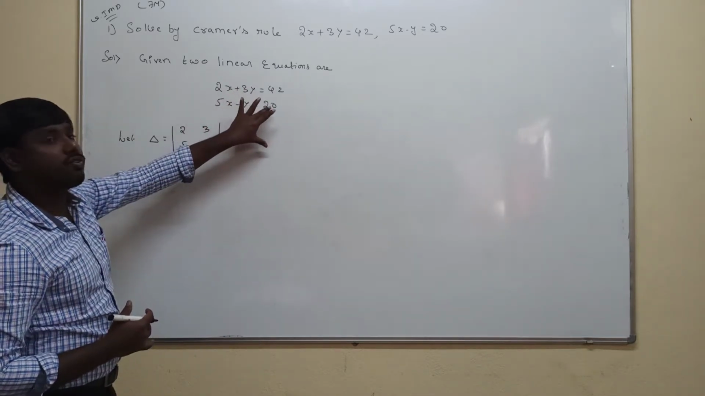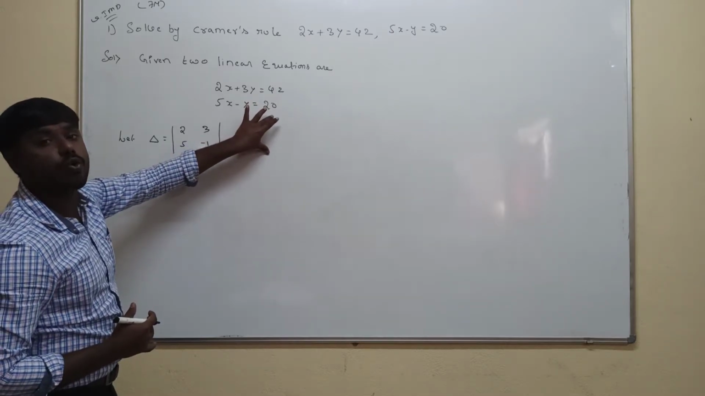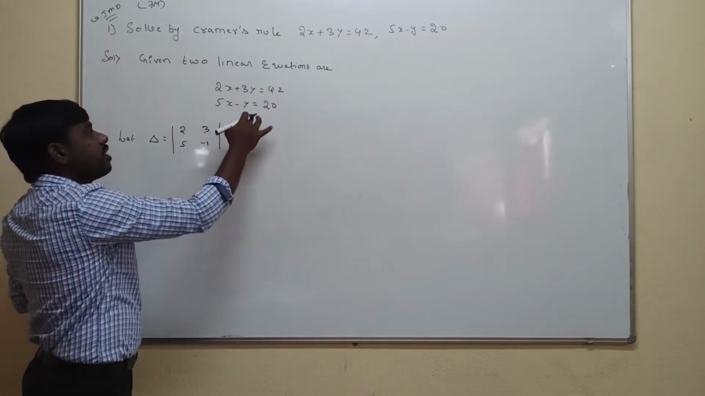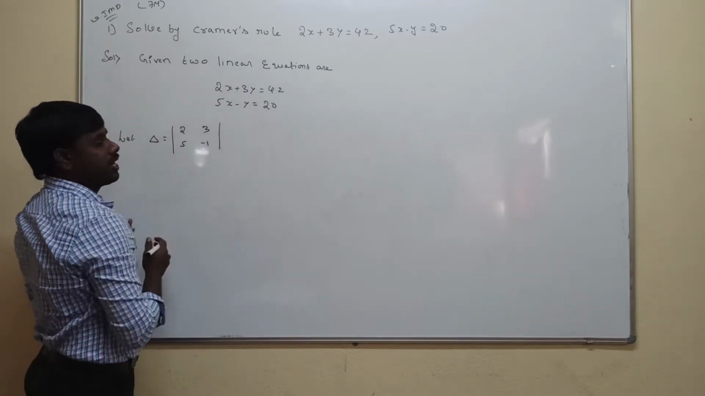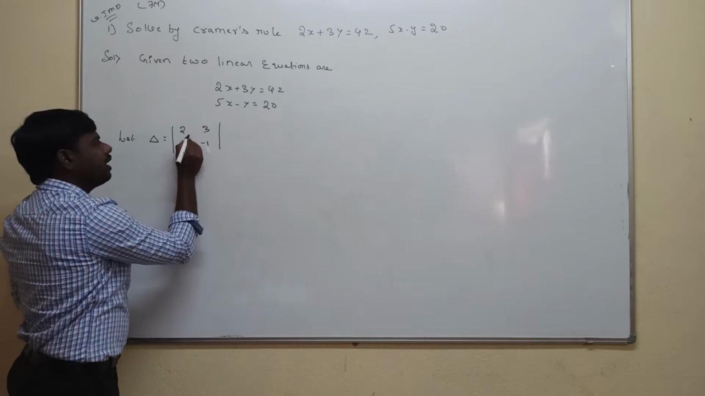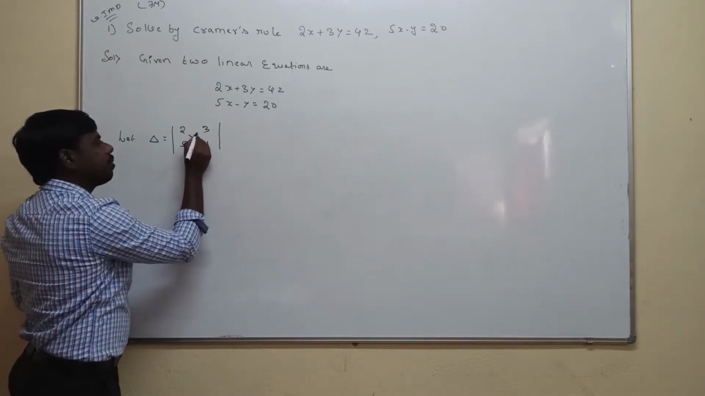What are the xy coefficient values in the given equation? They are 2, 3, 5, minus 1. Now we apply the determinant method, which is the cross multiplication method.